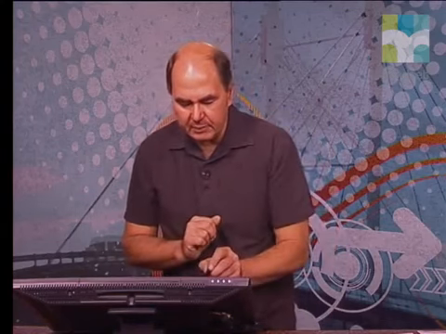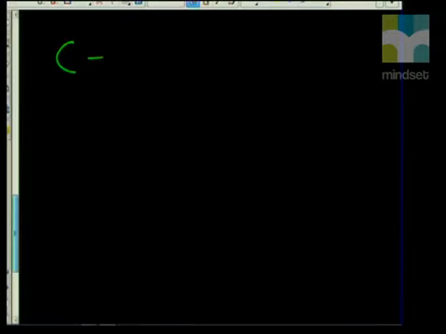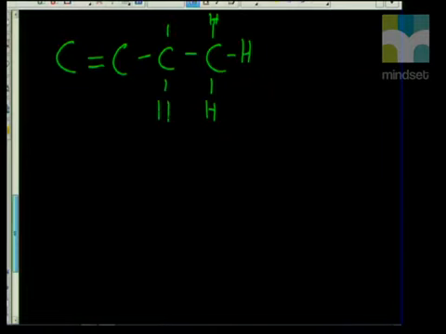It asks us to write down the structural formula, but I want to go a step further than that. I want to go down here, and I want to just show you how that process takes place. So we're going to start with but-1-ene, and let's see how this works. There's the structural formula. Now, there are 3 bonds there. There's only place for 1 more, and we're going to put the 1 down at the bottom.